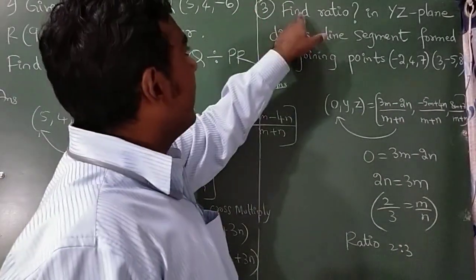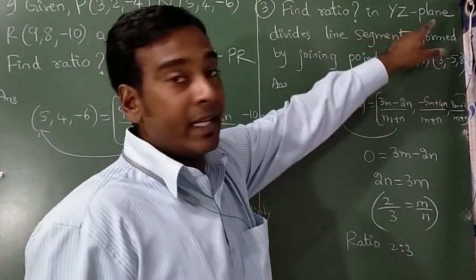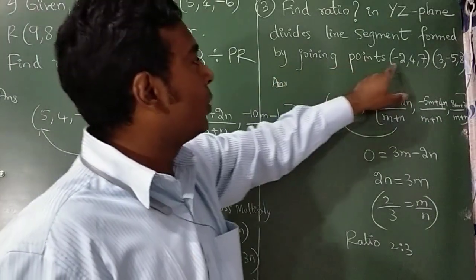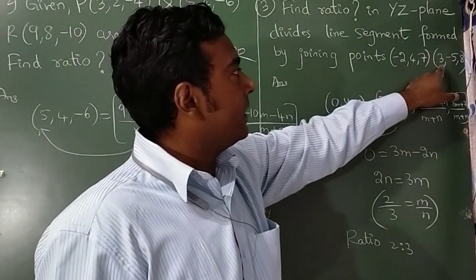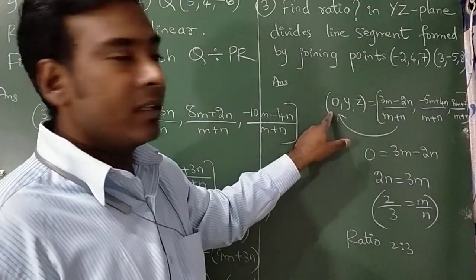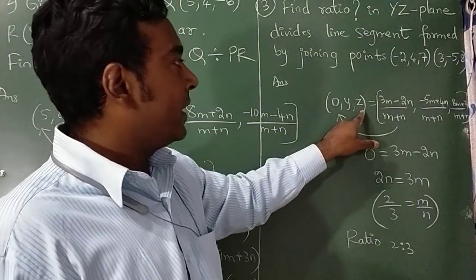Now third question, find the ratio in which the YZ plane divides the line segment formed by joining the two points (-2, 4, 7) and (3, -5, 8). Since it is a YZ plane, X will become 0, and you need to write Y, Z.